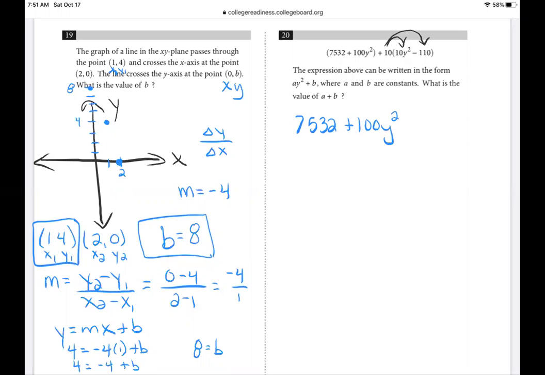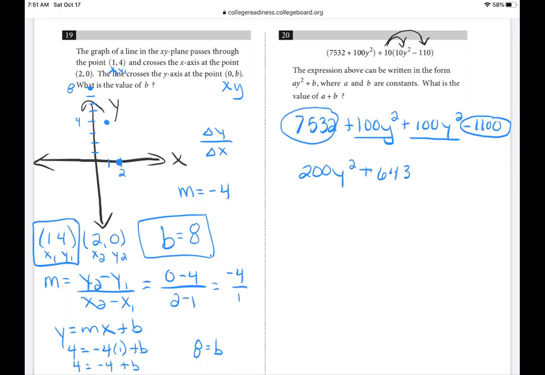There's nothing to do in that first set of parentheses, but in the second, if I distribute that 10, it would become 100y squared minus 1,100. And now I can combine like terms to clean this up a little bit. If I combine the y squared terms, that gives me 200y squared. And my constants, if I go ahead and subtract there, that gives me a positive 6,432. And now I have this format.